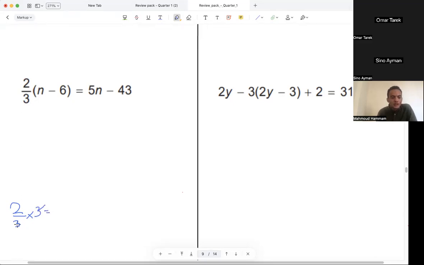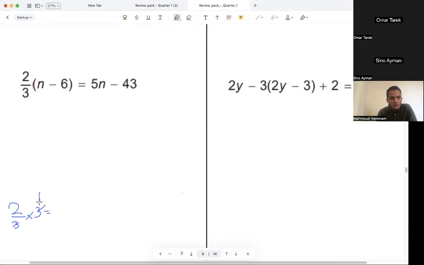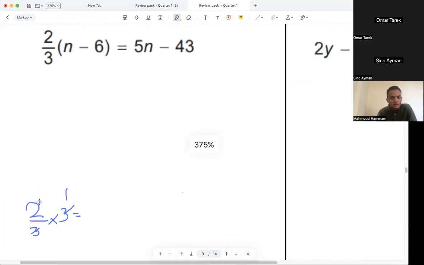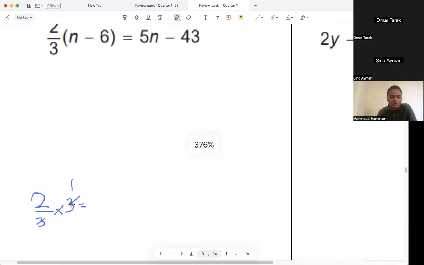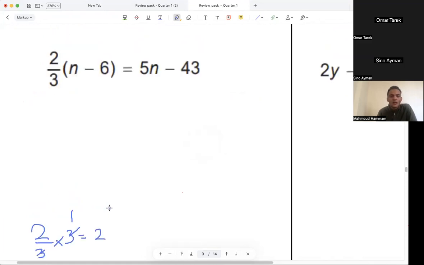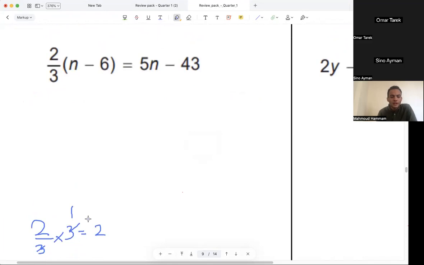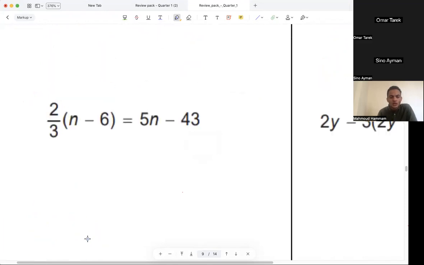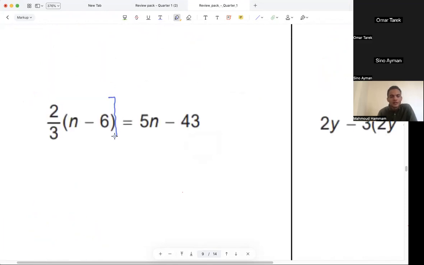Excellent. So 3 divided by 3 is just 1, and 1 times 2 is 2. So we will multiply the whole equation by 3. The left hand side times 3, the right hand side also times 3. Very good. Let's do it.